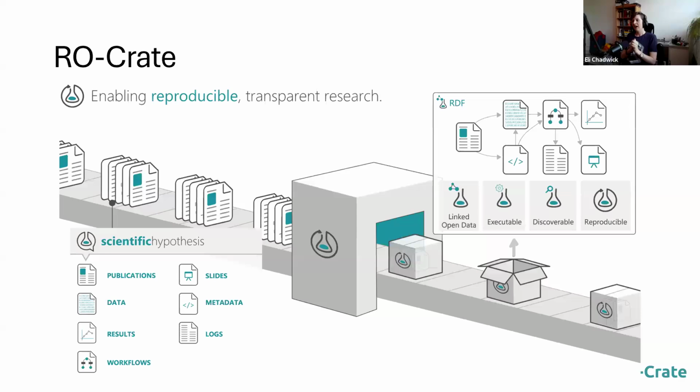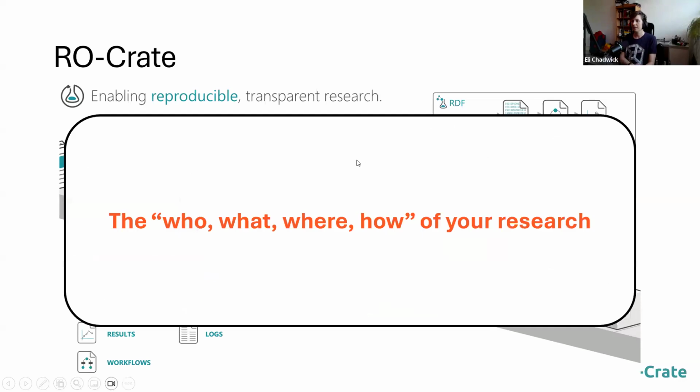And that process of doing that makes your data more discoverable, and especially when you're describing processes like computational workflows, it can make them more reproducible and more executable. Put another way, RO-Crate is all about capturing the who, what, where, and how of your research and how your outputs came to be. So it's all about provenance.